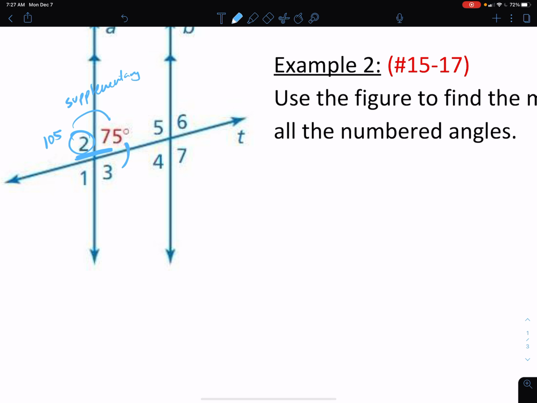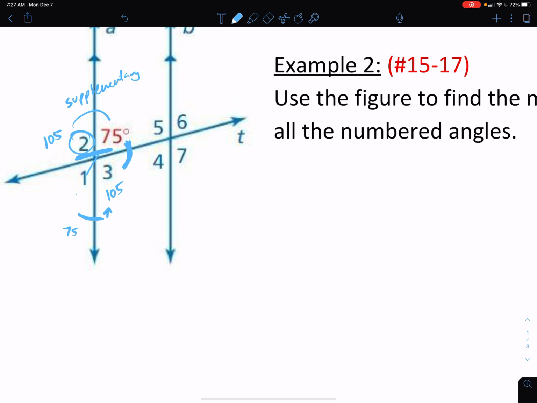Well, aren't these two supplementary as well, right? If you were to rotate your paper a little bit, these two are also supplementary. So this would also be 105. But if this is 105, these two are supplementary too, so this must be 75. Right? They have to add up to 180.